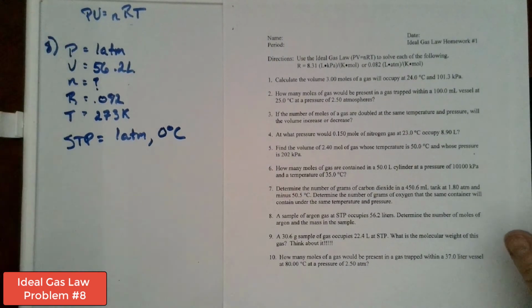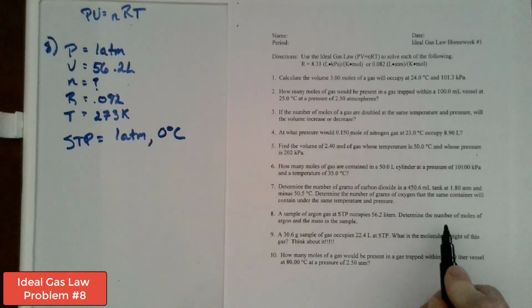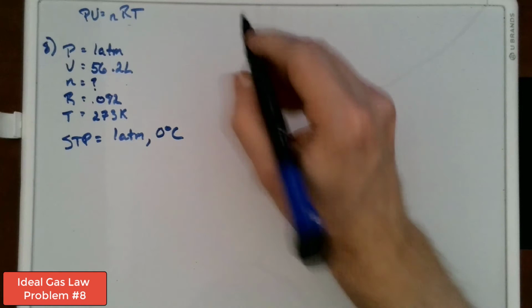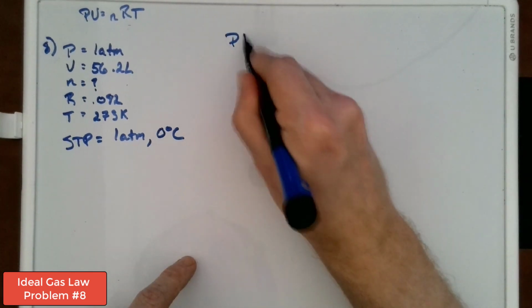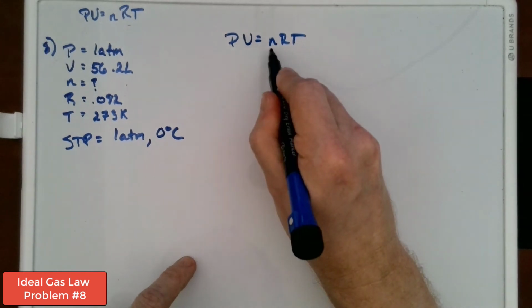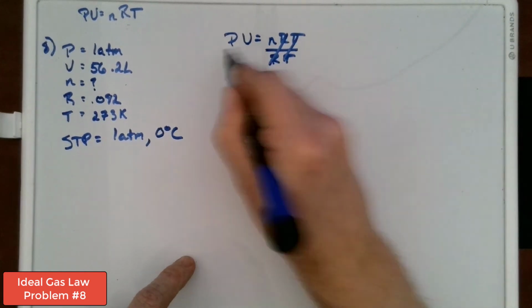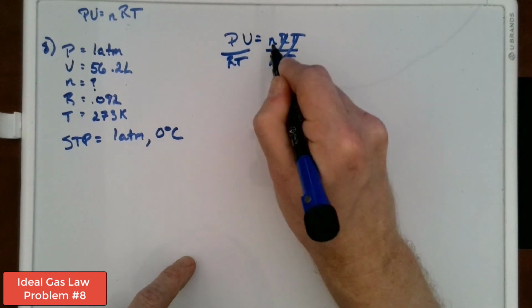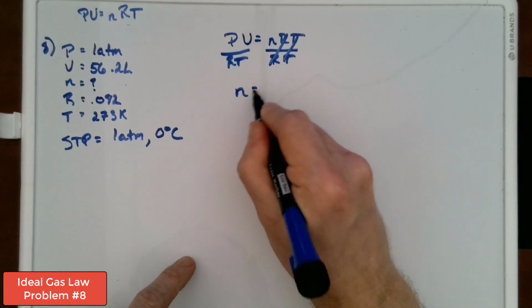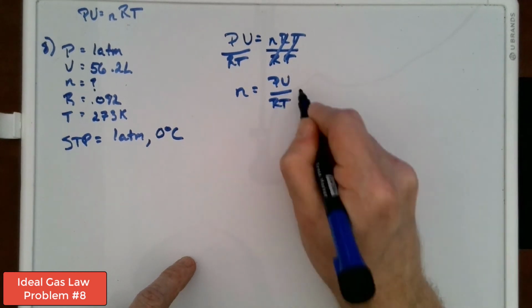With all my variables identified, I can now solve for at least the first part of the problem, which is to determine the number of moles. Using my ideal gas formula, PV equals nRT, I solve for n. Divide both sides by RT to get the number of moles by itself. n equals pressure times volume divided by RT.